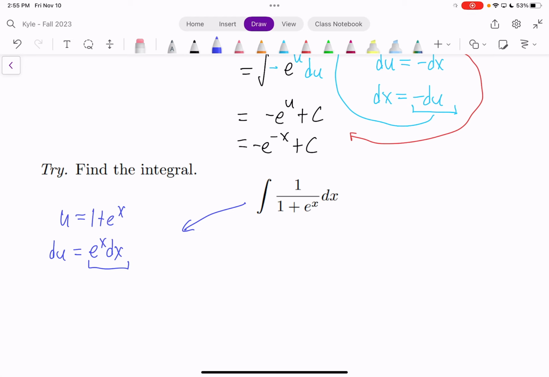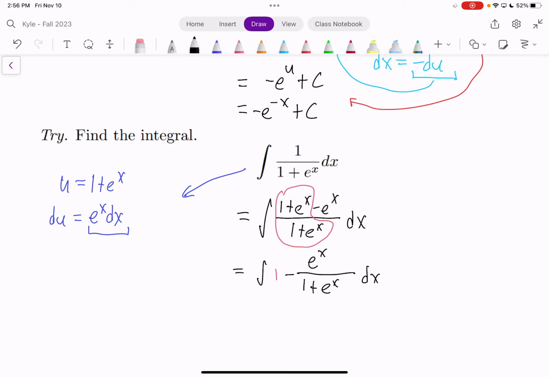This is perhaps the easiest way to solve this. We have to recognize that 1 in the numerator is the same as 1 plus e to the x minus e to the x, divided by 1 plus e to the x, dx. If we simplify out the fractions, that's the same thing as the integral of 1 minus e to the x over 1 plus e to the x dx.